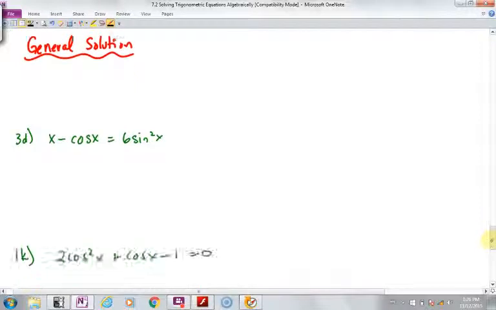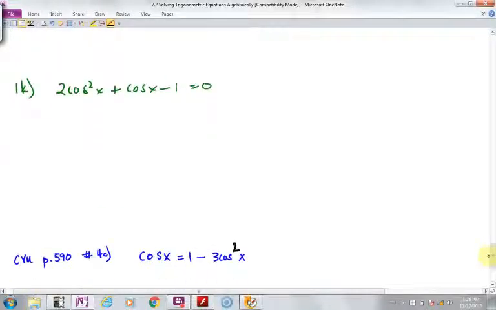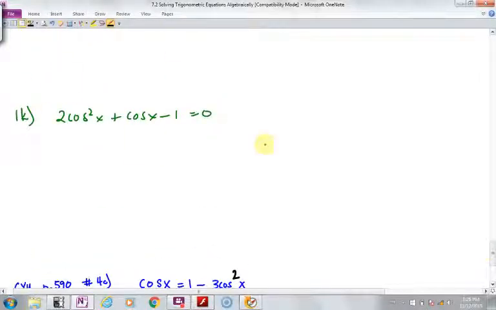We're going to do that one right there. Okay, 2 cos squared x plus cos x minus 1 equals 0. And we need to have statements that say cos x equals. How do I do that? When you look at that for very long, what do you notice about it? Matthew? It's a quadratic.